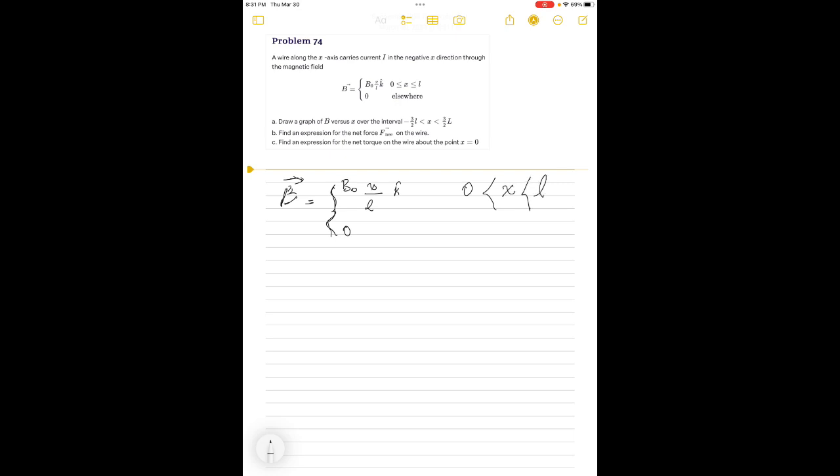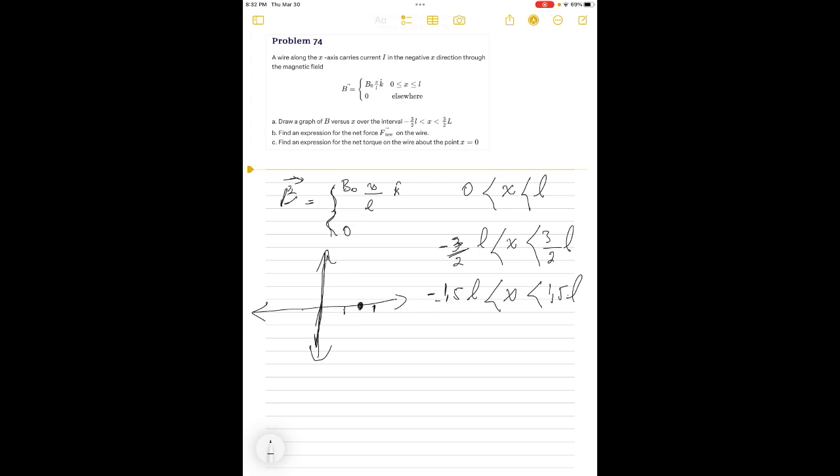Now we know that they are asking us to draw a graph of the magnetic field between minus 3/2 L and 3/2 L. So this is the negative side of x, this is minus 1/2 L, and x is between minus 1/2 L and plus 1/2 L. To draw the graph, let's say this is 1, this is 2, so 1/2 is going to be here. This is minus 1 and minus 2, so minus 1/2 is going to be here.